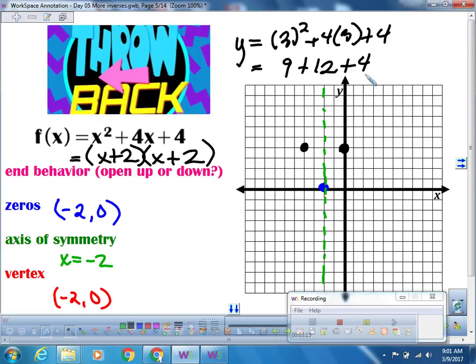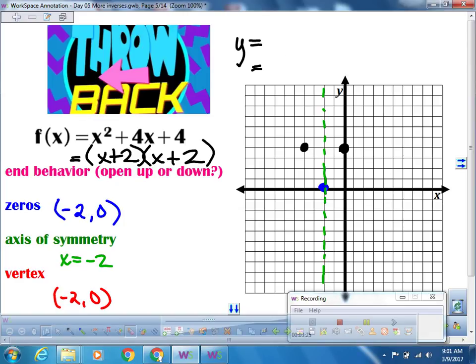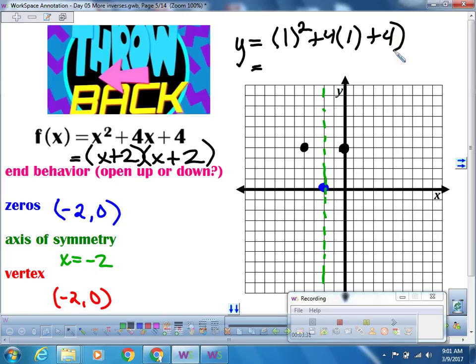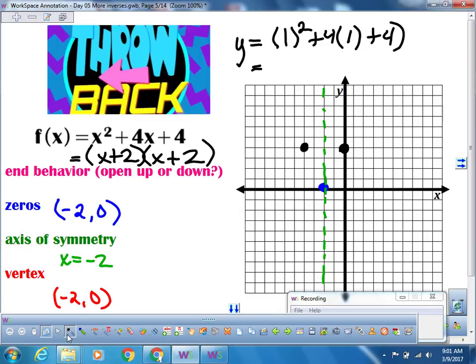Did I do that right? Yeah. No, it's not 3. It's over 3. It's 1. Ugh. I'm so off today. 4 plus 4. I could plug it into either one, right? So if I put in 1, I get 9. So then there's my 5 points.